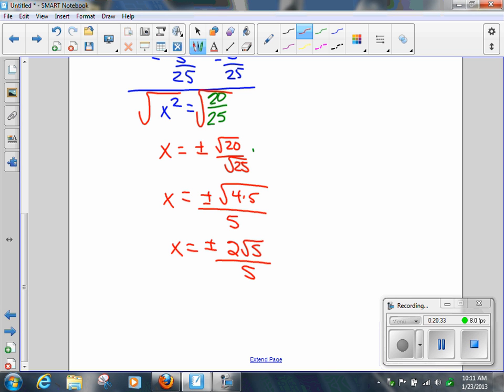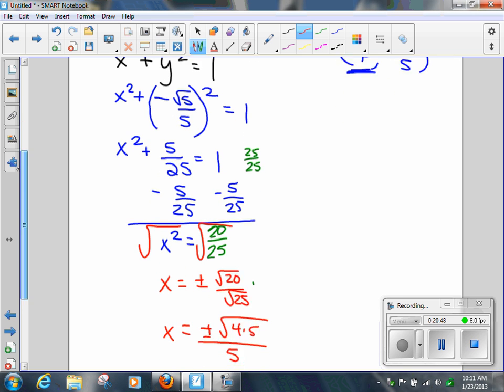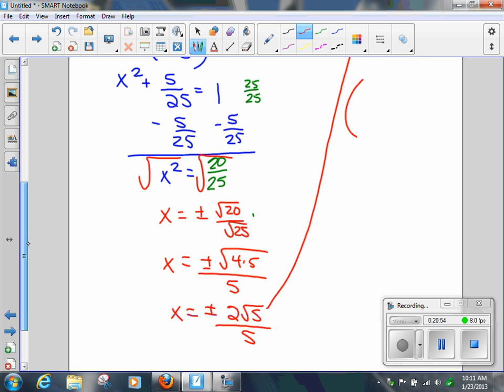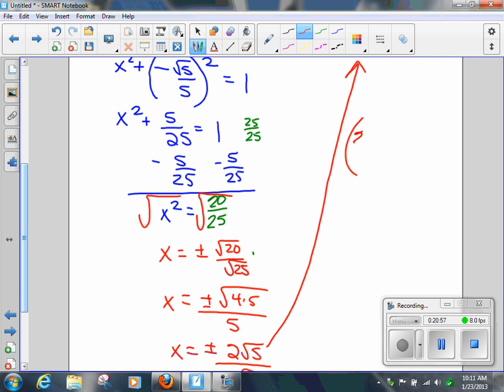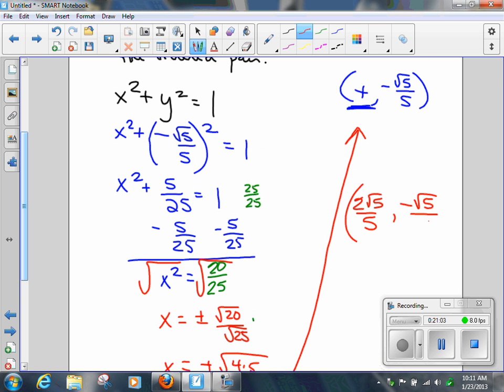All right, now Sarah. What's wrong with that? It's true, but do I need both of those answers? Why not? Tell me why. Because it said the x-coordinate that I need has to be what? Positive. Ha. So what am I going to circle as my answer? Positive 2 root 5 over 5, comma, negative root 5 over 5.